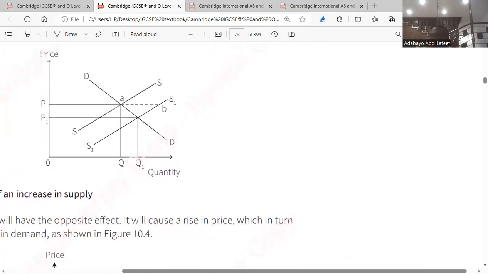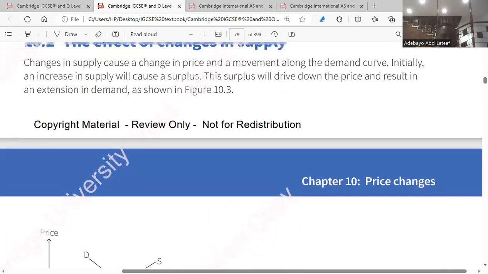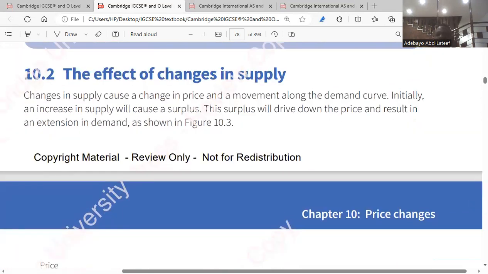Yeah, we're talking about supply. Changes in supply cause a change in price and a movement along the demand curve. Changes in supply cause a change in price and a movement along this demand curve. So if there are changes in supply, it will affect price, and it will affect the movement along the demand curve or the supply curve.